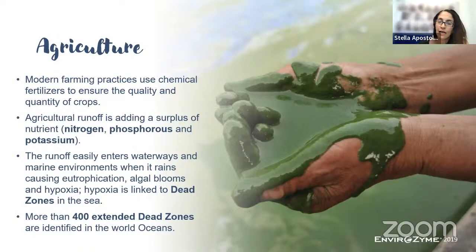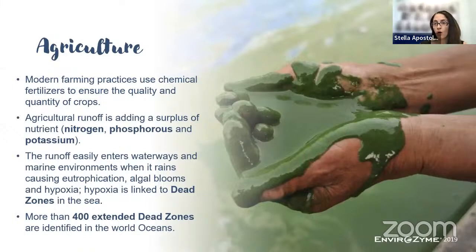The impacts of agriculture to the oceans: the excess amount of nutrients that are found in chemical fertilizers are entering the oceans. Those nutrients are primarily nitrogen, phosphorus, and potassium. They cause a phenomenon that we know as eutrophication.